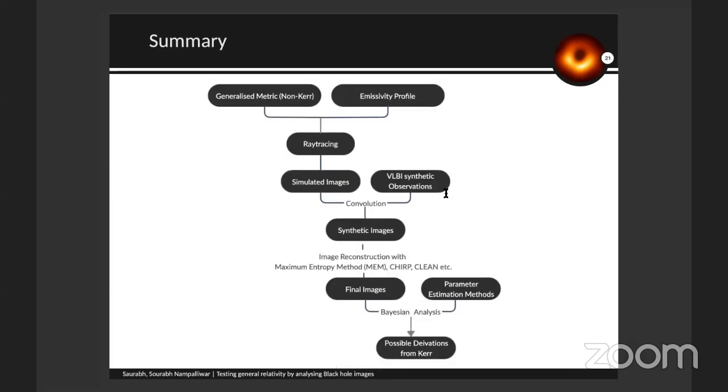So here is the summary of our work, a very basic summary. We take a generalized metric, take an emissivity profile, and ray-trace it. Then we have simulated images, we have synthetic observations of radio interferometry, we convolve them, and we get our synthetic images. Then we try to reconstruct those images using certain algorithms, be it MEM, CHIRP or CLEAN, and then we have parameter estimation methods to find the mass or the value of the deformation parameter, possibly a parameter space, and then we finally see if we have some deformations or deviations from our original solution of a Kerr black hole.